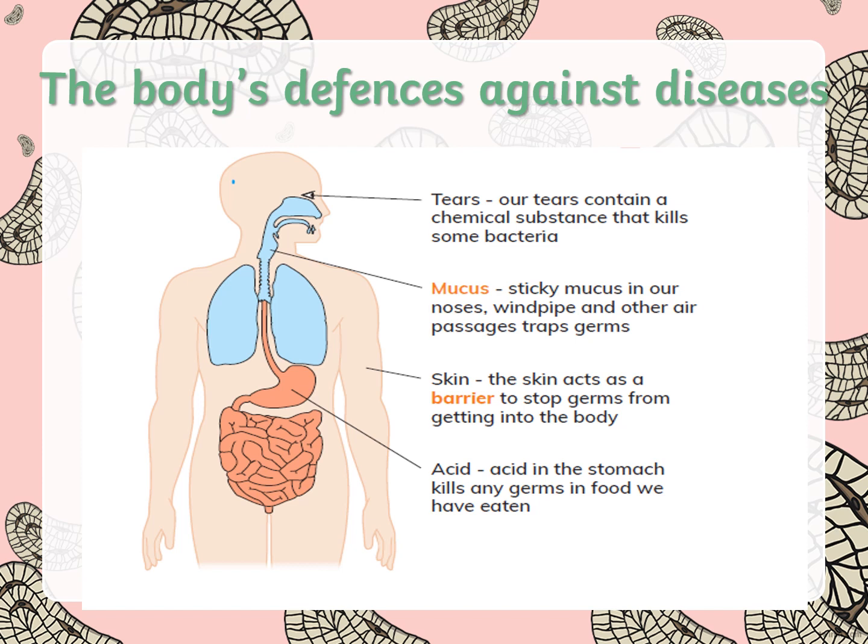Our skin. The skin acts as a barrier to stop the germs from getting into the body. The acid in the stomach kills any germs in the food we have eaten. So we have four parts in our body that defend against the disease.